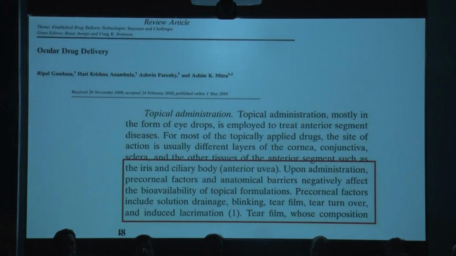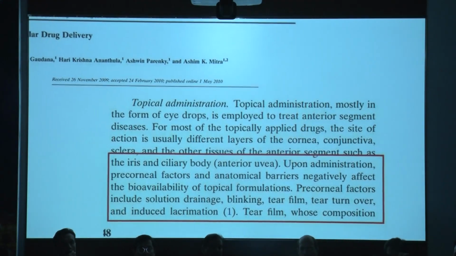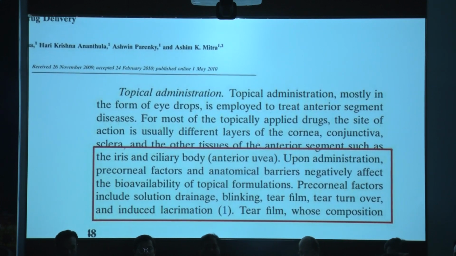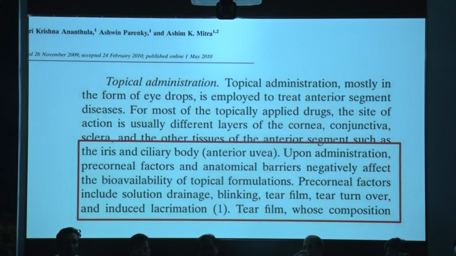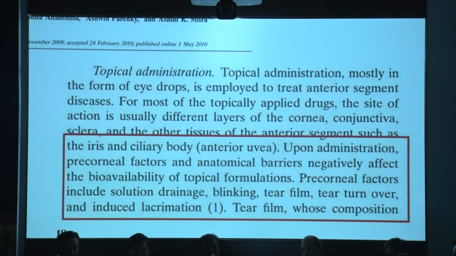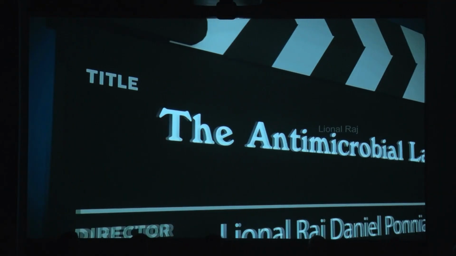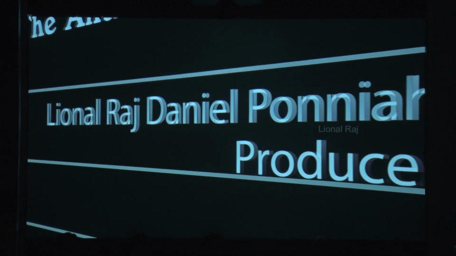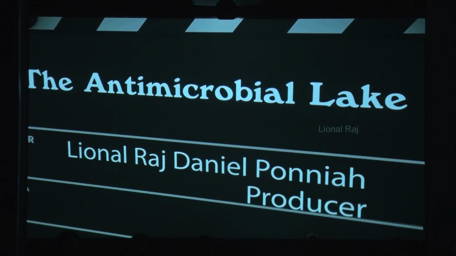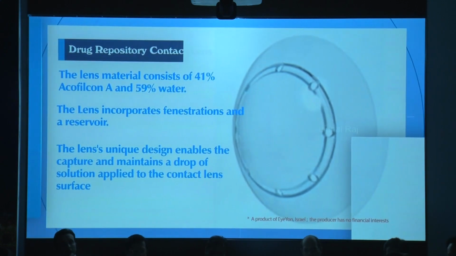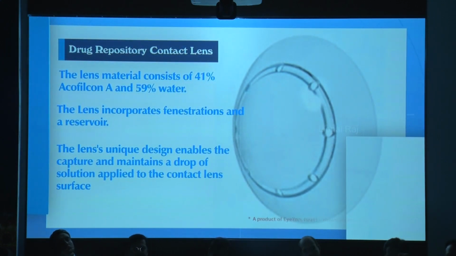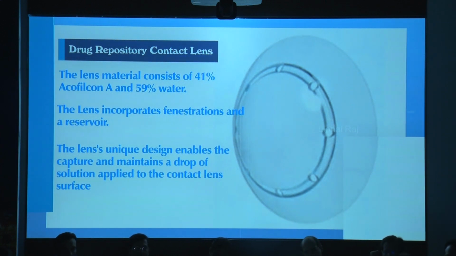Presently, the treatment is primarily topical dosage forms as eye drops and eye ointments. However, precorneal factors and anatomical barriers affect their contact time with the lesion negatively. Introducing a novel concept of drug repository contact lens system, the antimicrobial lake. The drug repository contact lens is a therapeutic soft contact lens for continuous wear up to 1 to 2 weeks, made of aquaphilicon A and water in a buffered saline solution.